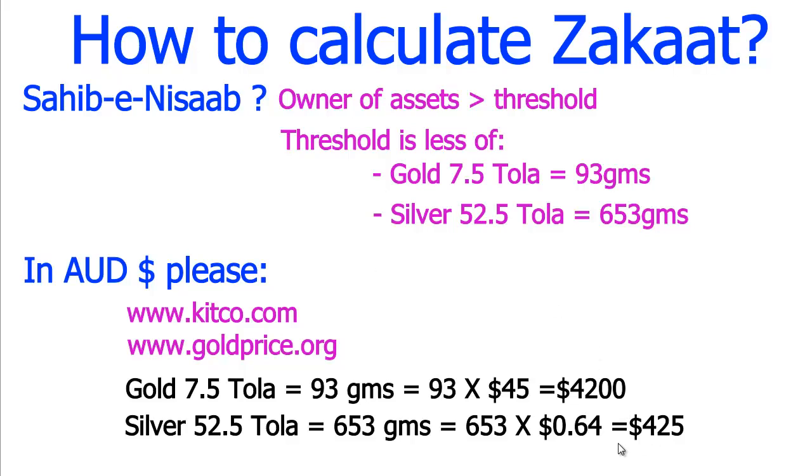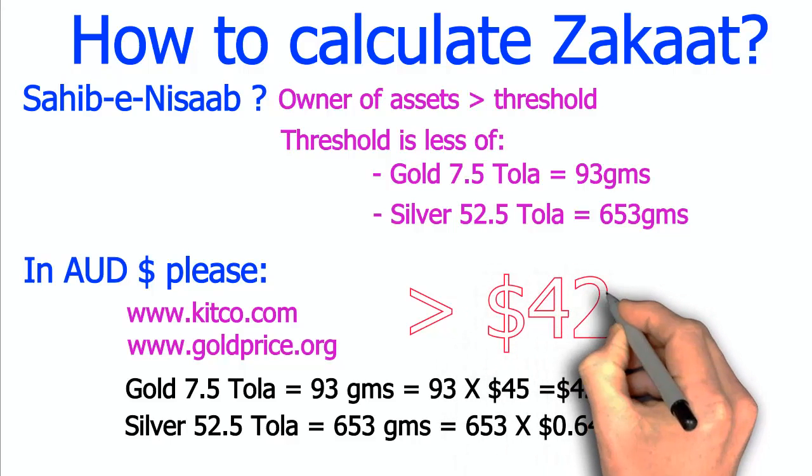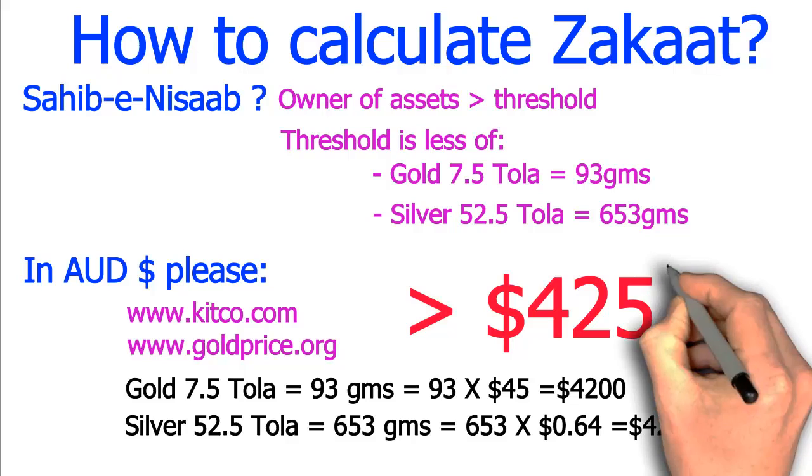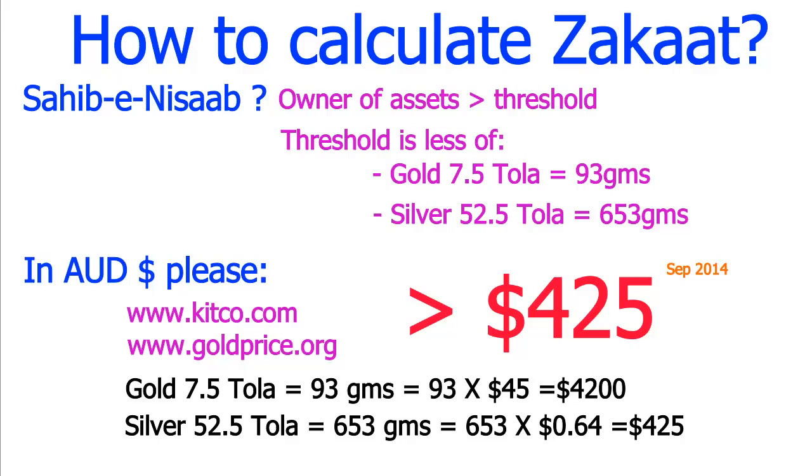So the lower of the two, and this is according to the Hanafi method, by the way. The other three schools basically use gold and only gold. Imam Azam basically uses the lower of the two, and so this is going through the Hanafi style. And I said it's a no-brainer. So basically, anyone who has more than $425 value of assets as of September 2014, because that's when I've calculated it.